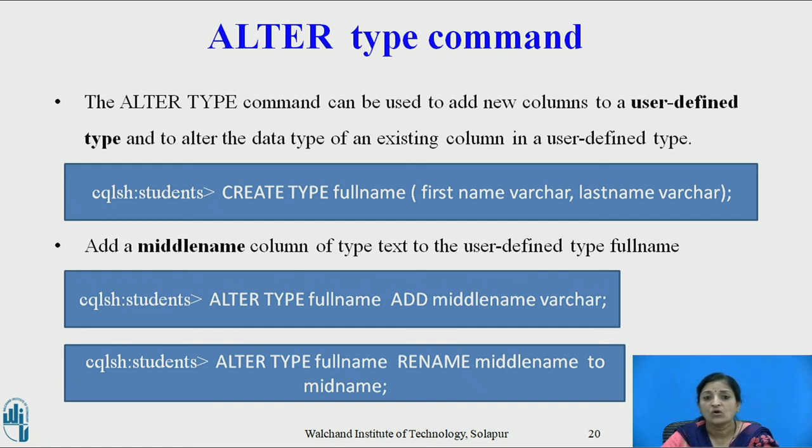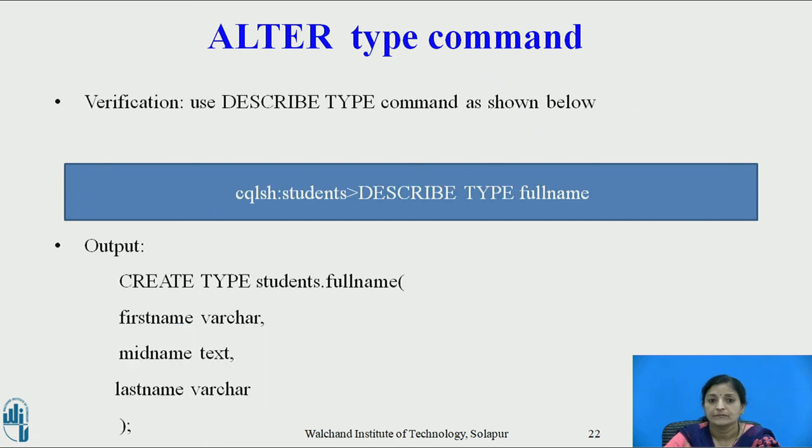Add a middle name column of type text to the user defined type. So alter type full name, add middle name of type varchar. Now I want to rename this middle name to mid name. So again alter type full name, rename middle name to mid name. Now to verify this, use describe type command as shown below. Describe type full name. So output is the complete structure of the user defined type.